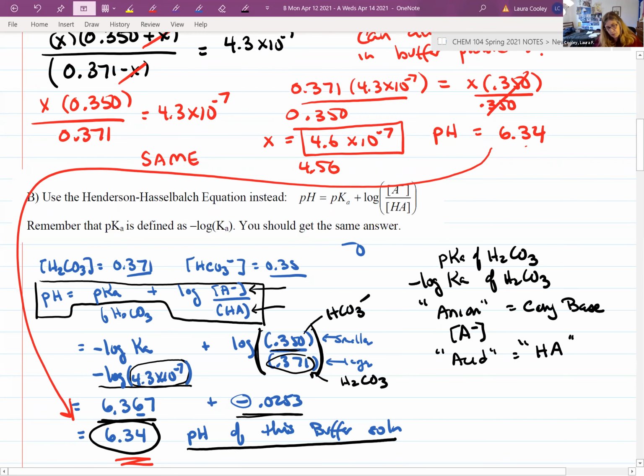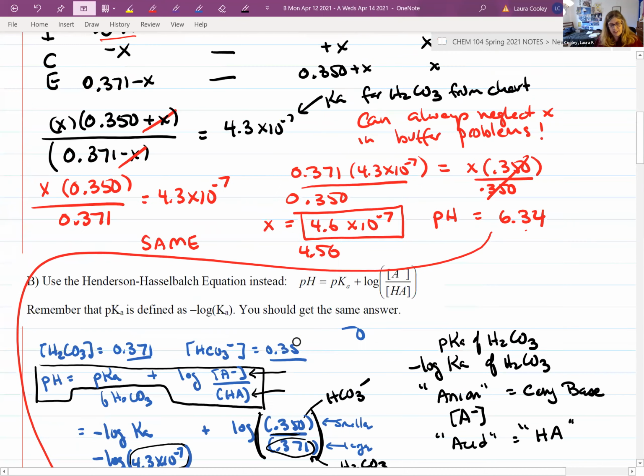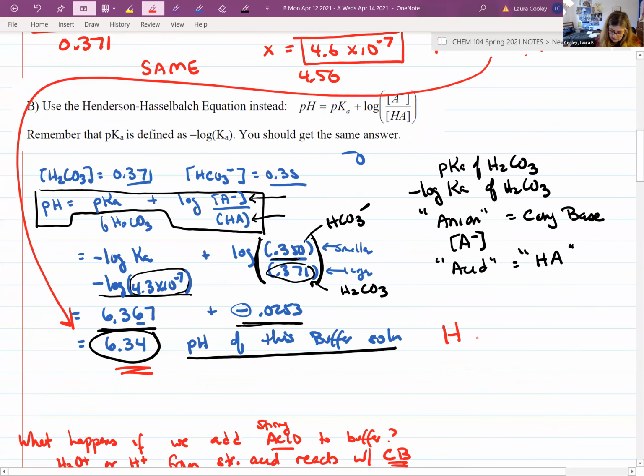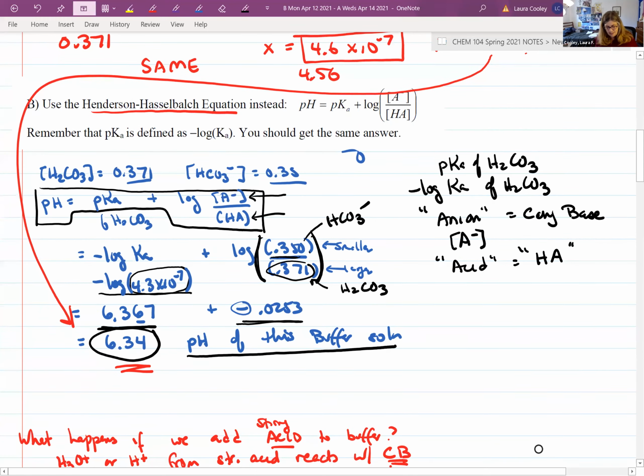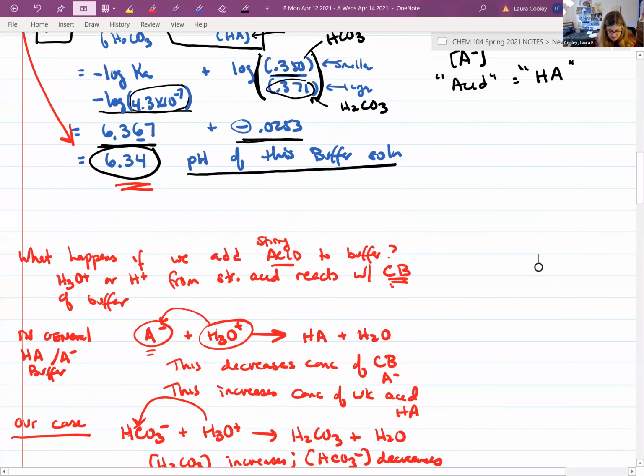So if you really want to do a problem in the old-fashioned ICE way instead of the new lovely Henderson-Hasselbalch equation way, we call this the HH equation. Okay, you get the same answer. So of course, it makes sense.